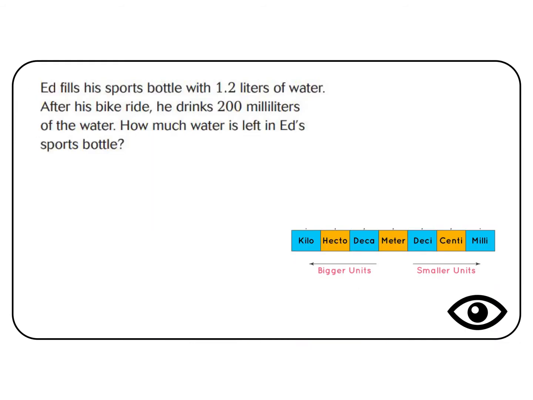Today's job is to be able to solve word problems with the metric system. Watch me do one first. Ed fills his sport bottle with 1.2 liters of water. After his bike ride, he drinks 200 milliliters of water. How much water is left in his bottle?